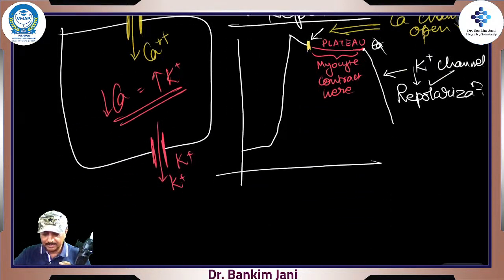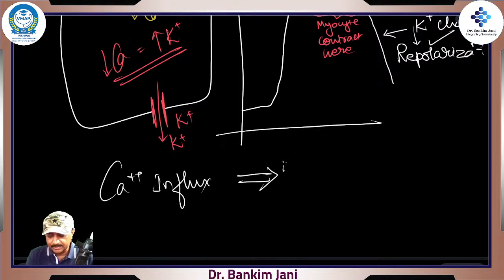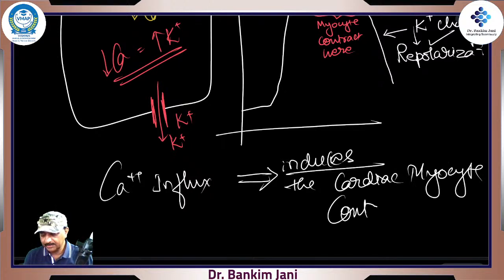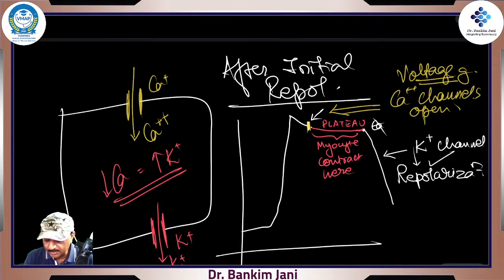Just remember this one sentence: it is the calcium influx which induces the cardiac contraction, cardiac myocyte contraction. Very true. You got this idea. It is the calcium influx, because this is the plateau, when the myocyte is actually contracting.